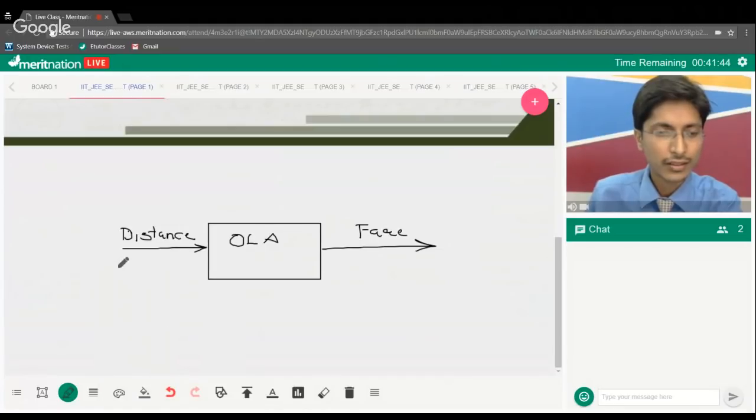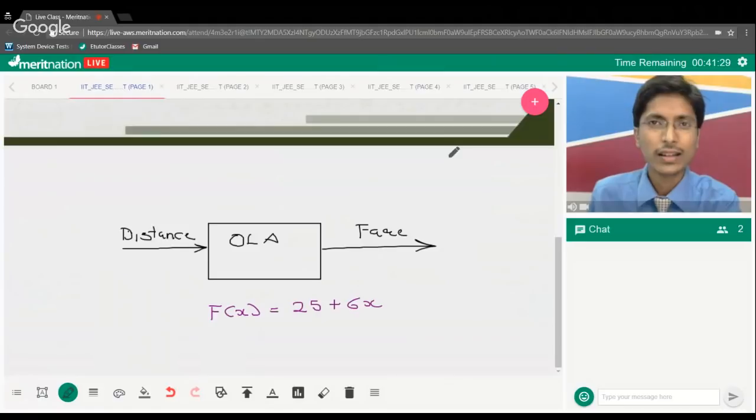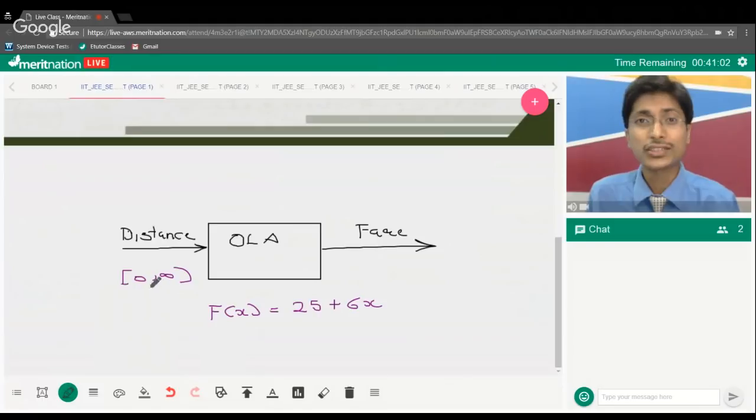Okay, so I'm just assuming a random function. Let's say f(x) is equal to 25 plus 6x. Now what all values of x can I take? I can take the values of x starting from 0 till infinite. So distance can basically be taken from 0 to infinite, because the distance traveled cannot be negative. So it will basically start from 0.